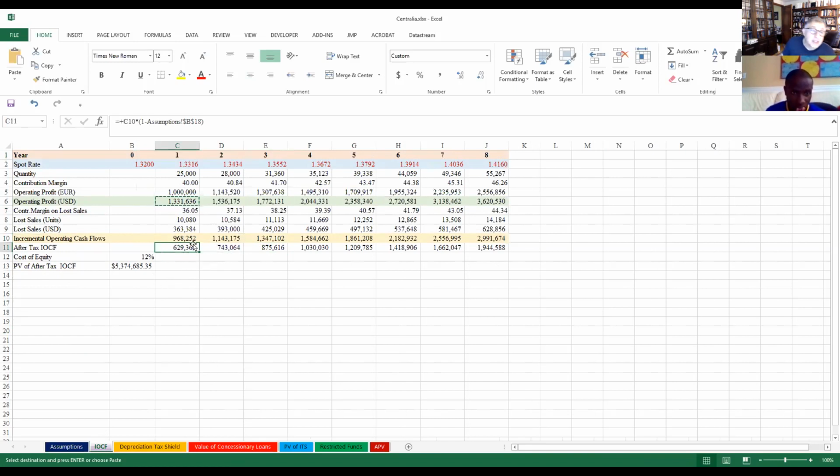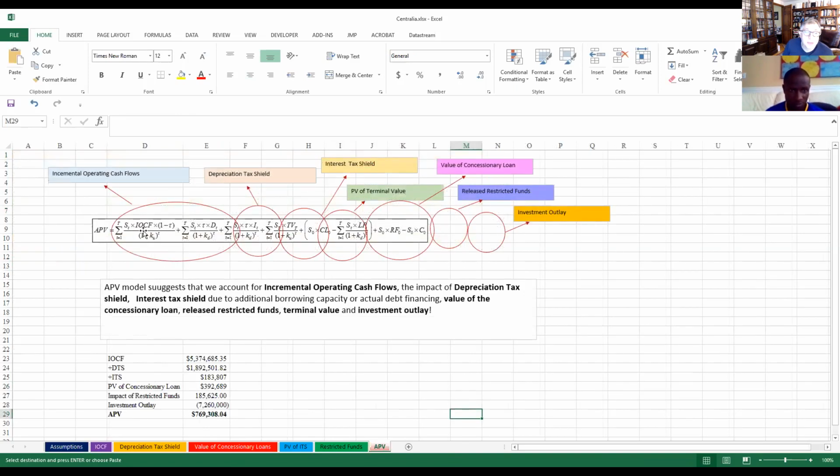So if you calculate the present value of these cash flows at the cost of capital of 12%, which is actually given information, this is the cost of the unlevered equity. If we discount these at this rate, we get a 5,374,000 value. What I showed you here is equivalent to, let me go to the adjusted present value.